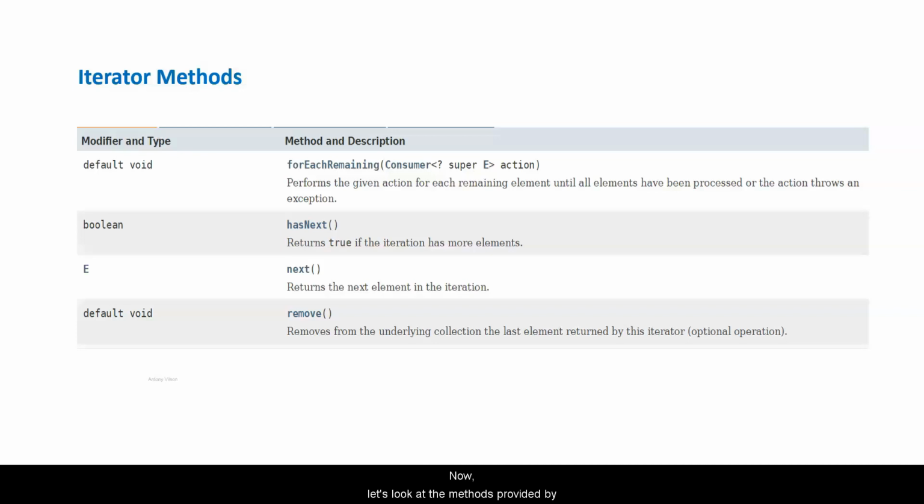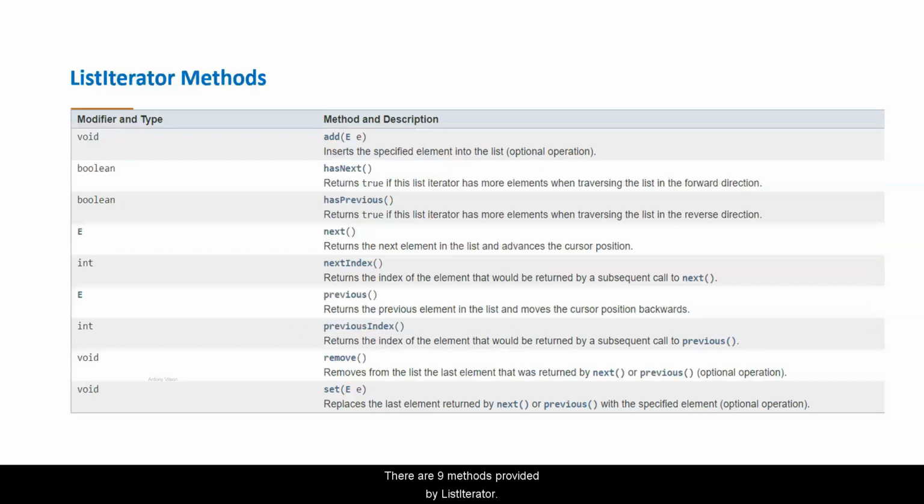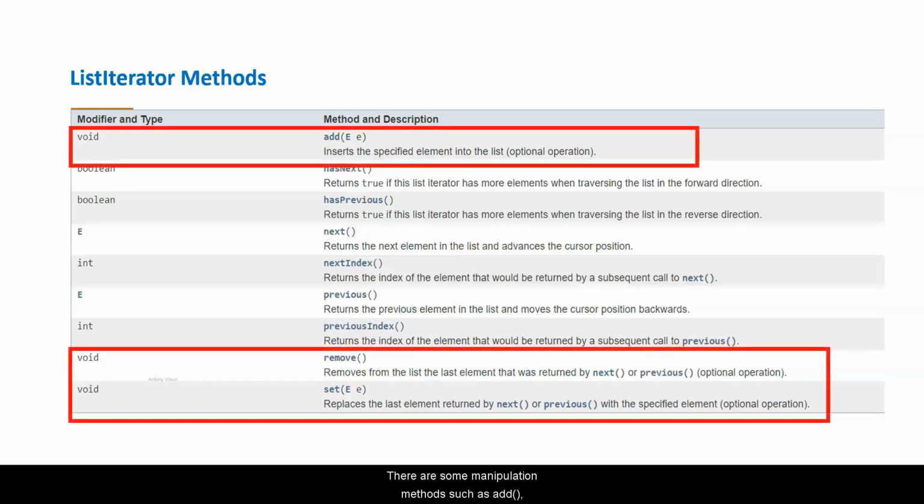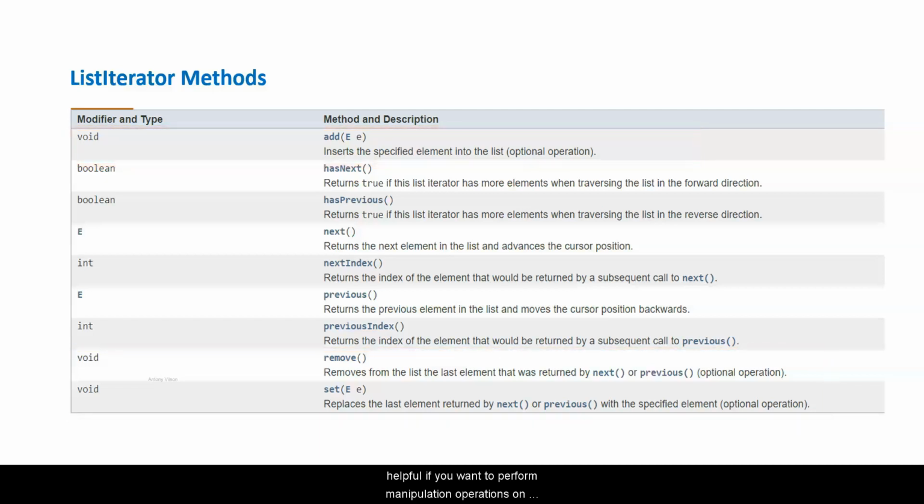Okay, now let's look at the methods provided by ListIterator. There are nine methods provided by ListIterator. There are some manipulation methods such as add, remove, and set. These three methods are helpful if you want to perform manipulation operations on the returned elements from the iterator.